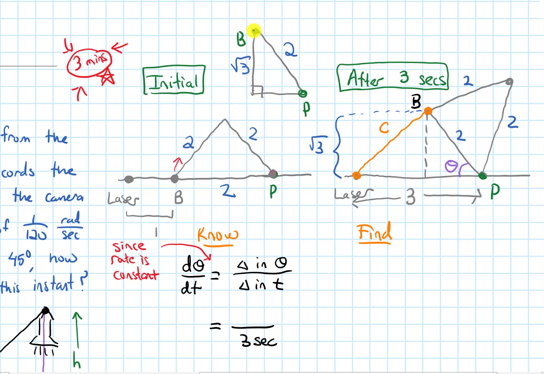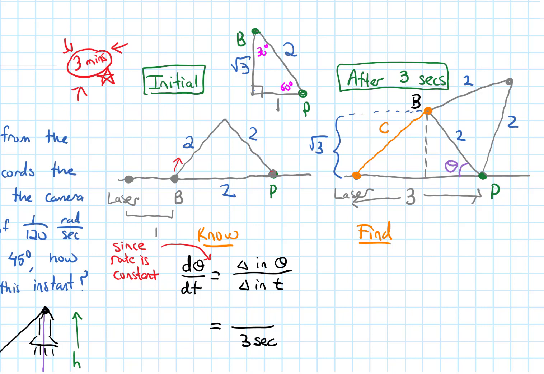And at this point, we might recognize what type of triangle this is. This is a special triangle from geometry. It is a 30, 60, 90 triangle, where this is the 30, and this is the 60. So I have to remember some geometry for this question. The missing side of this triangle, I could either remember from 30, 60, 90, or I could do the Pythagorean theorem. The missing side is 1. So that tells me that after 3 seconds, this angle theta has become 60 degrees.